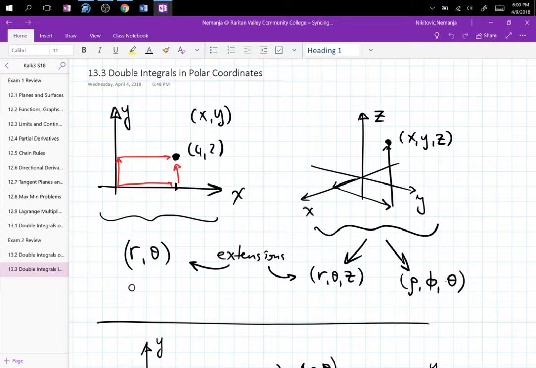Hello and welcome back to Calculus 3, section 13.3, double integrals in polar coordinates.